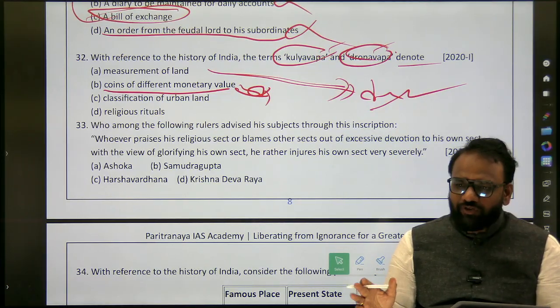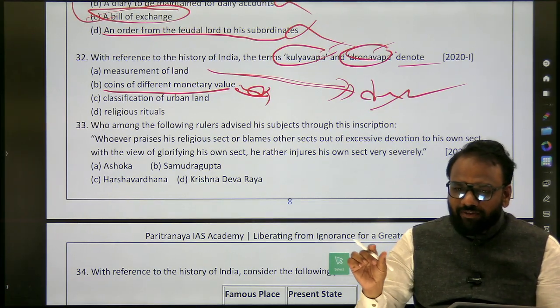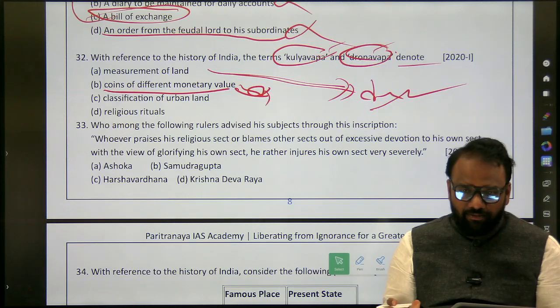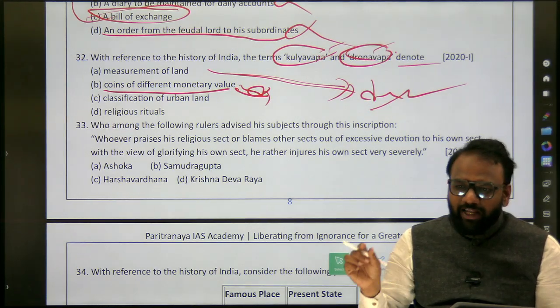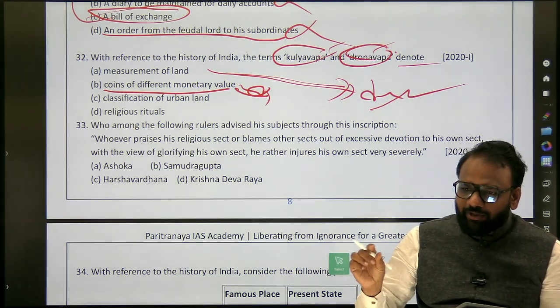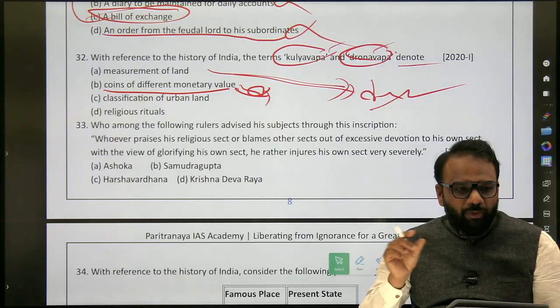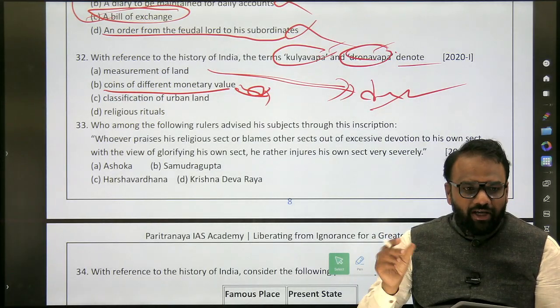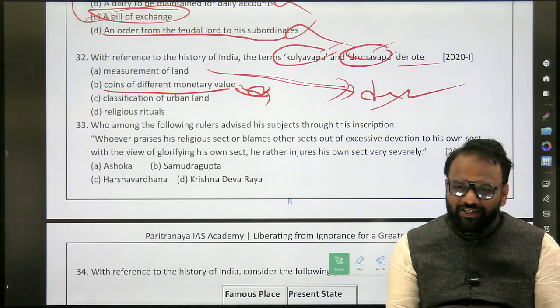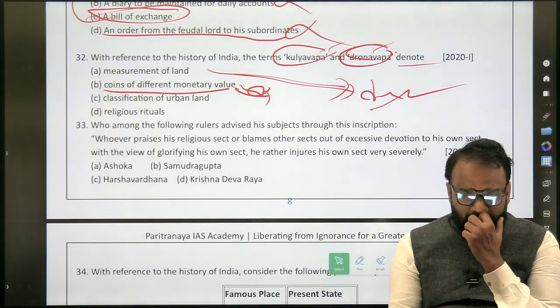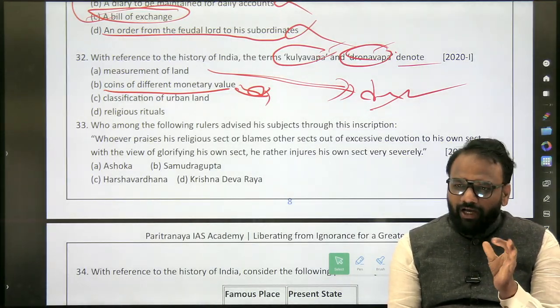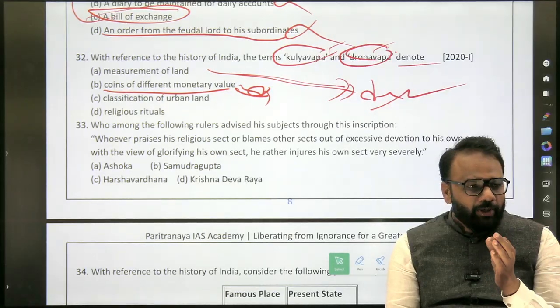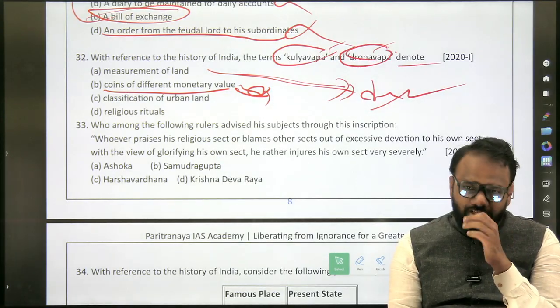Gupta dynasty, the most famous dynasty. The coins associated with Gupta dynasty were called as what? The gold coin of Gupta dynasty was called as, the silver coin of Gupta dynasty was called as, the gold coin of Mauryan dynasty was called as, the silver coin of Mauryan dynasty was called as. The gold coins of Harshavardhana. In this fashion, at least three to four important dynasties. You will focus on Gupta, Maurya, Delhi Sultans, and Mughals.